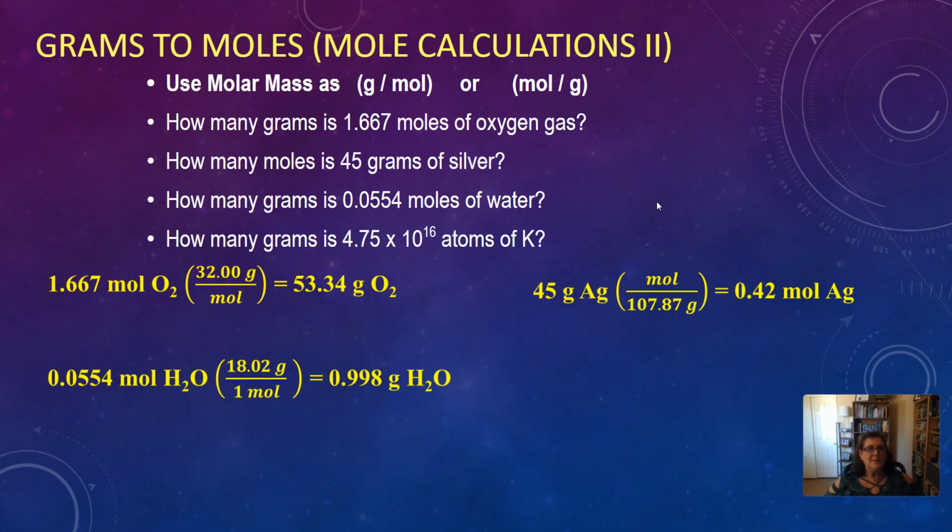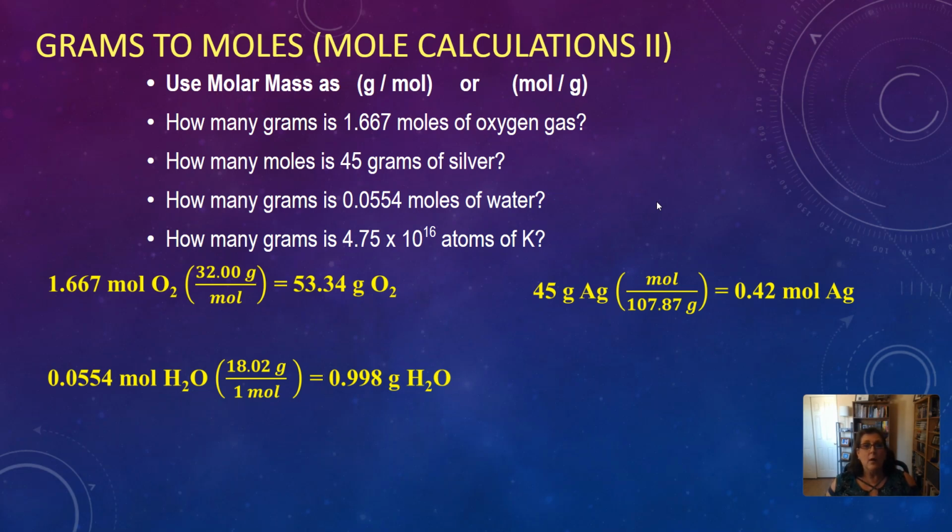All right, last one. How many grams is 4.75 times 10 to the 16th atoms of K? What is K? Potassium. Good job. And we're starting with atoms. So this is different than the three above. We're starting with atoms, not moles or grams. Oh, we're going to have to use Avogadro's number first. Then we can use our molar mass to get to grams. This is going to be a two-step problem.